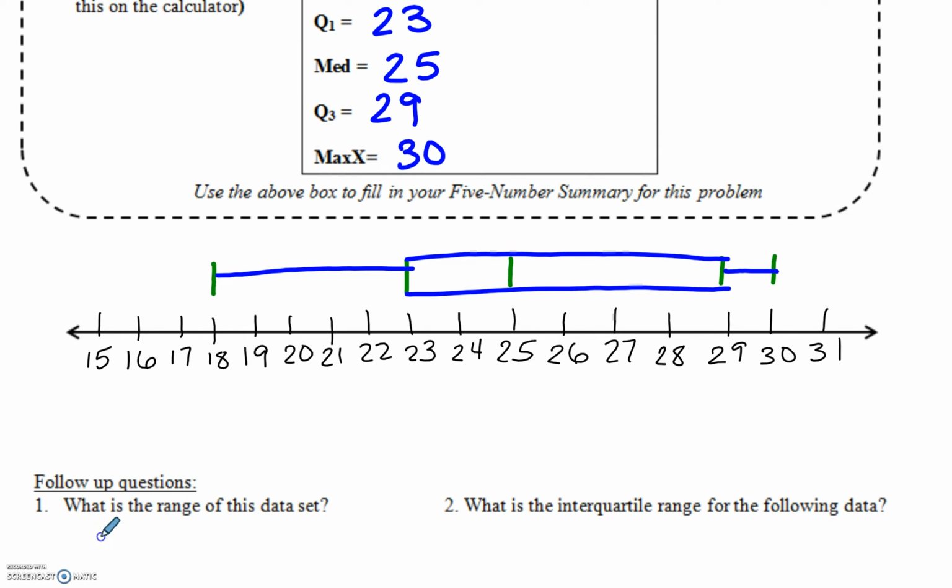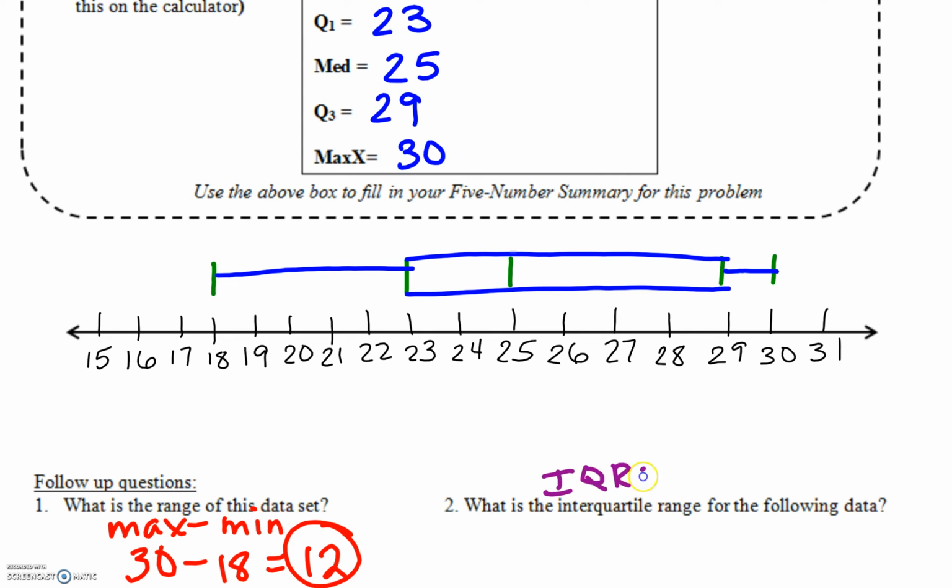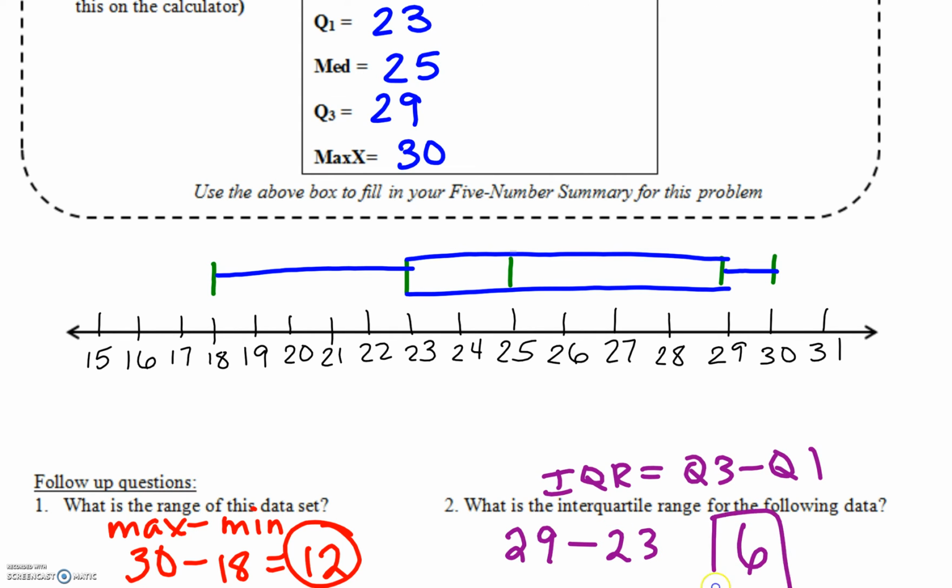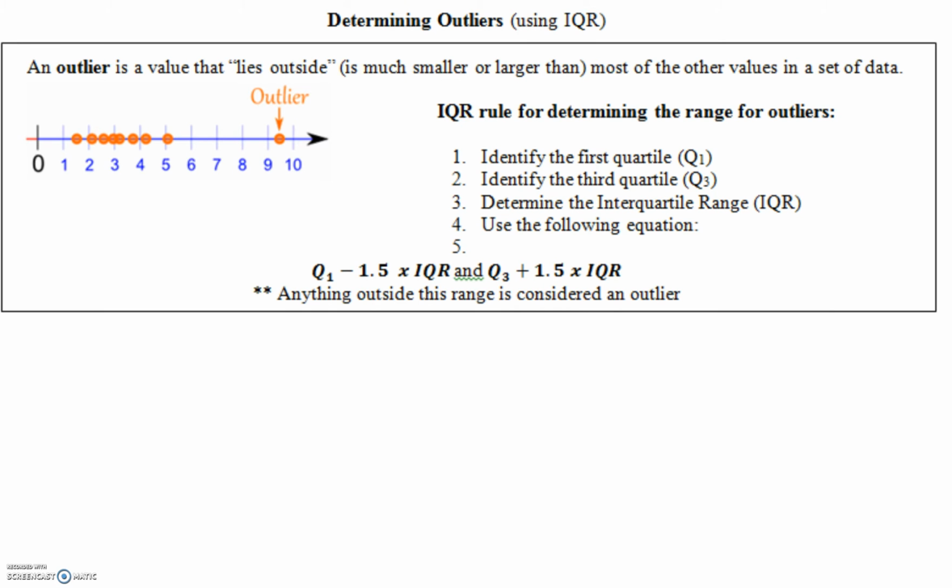And then some follow-up questions. What is the range? The range is our max minus the min. So the largest number in our set is 30 minus the smallest number, which is 18, for a range of 12. And then for the next question, it says the interquartile range. We must remember our IQR is Q3 minus Q1. So we're going to take that upper quartile of 29 and subtract the lower quartile, which is 23, to get an IQR of 6.